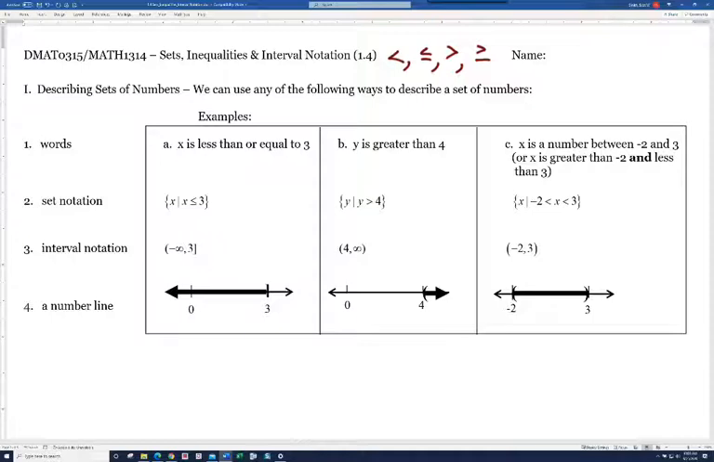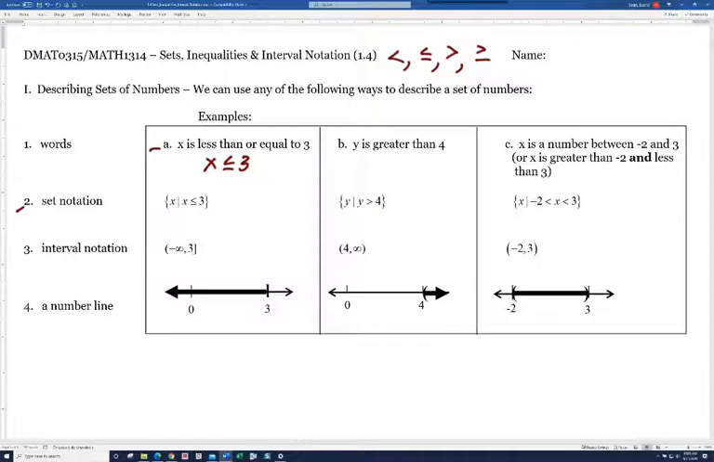Okay, so we have a number of different ways to describe a set of numbers. We're going to talk about four. First of all, we could use words, and we could say, x is less than or equal to 3. So we could use words, or we can use what we call set notation. Now, we know that x is less than or equal to 3 looks like that.